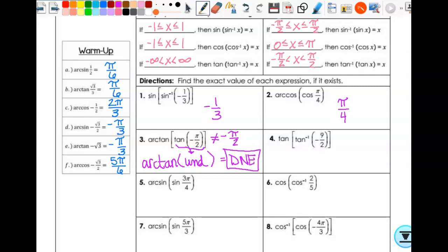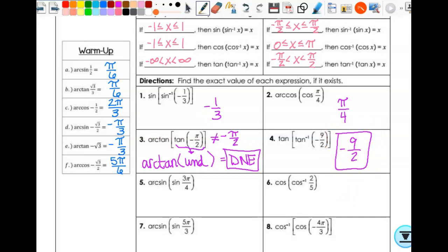Then I have the tangent of the tangent inverse of -9/2. That, again, is a value that we're not familiar with. So my answer will be -9/2 as long as this fits in the range of tangent. Does that fit in the interval of the range for tangent? Yeah, because what is it? It's -infinity to infinity, right? So we're good. It's -9/2. Okay? Questions about that?